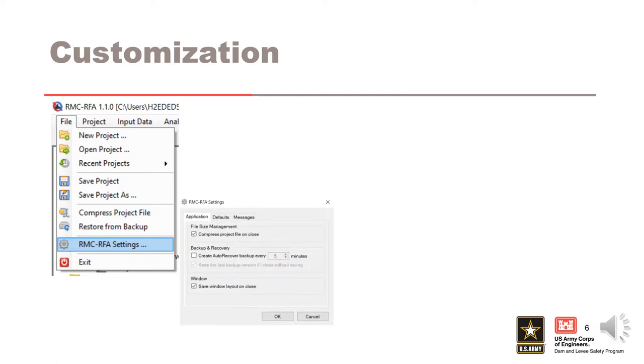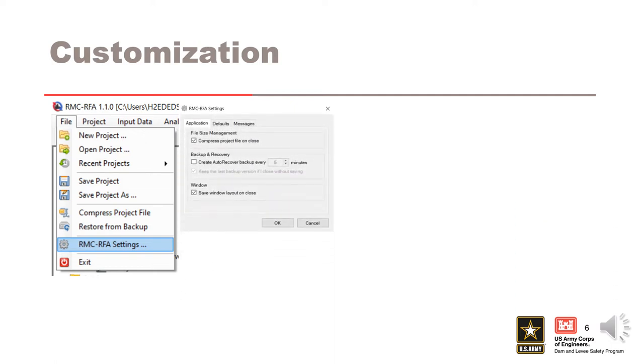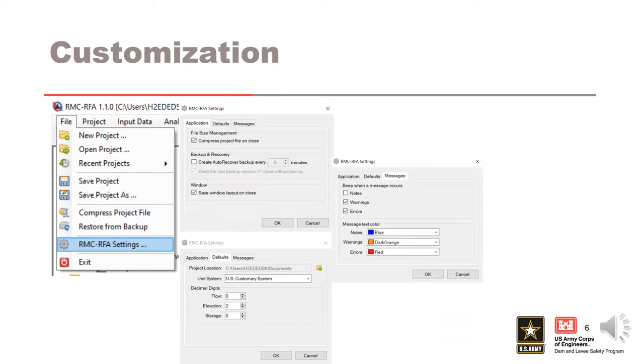Some settings can be customized by selecting the RMC RFA settings options from the file menu. The application settings include the option to compress project file on close. Backup and recovery options are also available. Defaults can also be selected, including the project location folder, unit systems, and decimal digits for flow, elevation, and storage. Finally, message settings can also be adjusted.